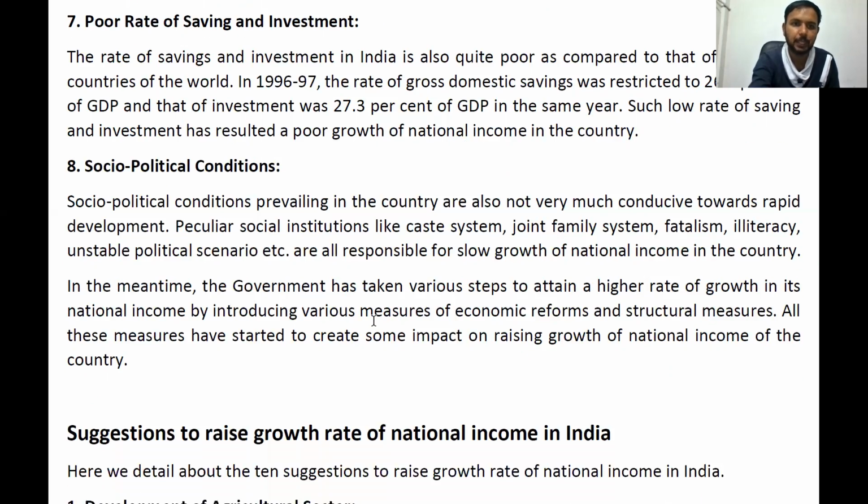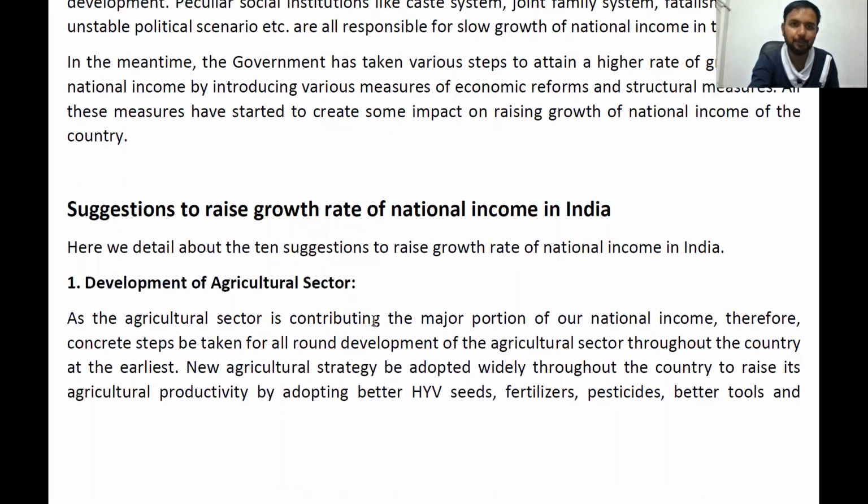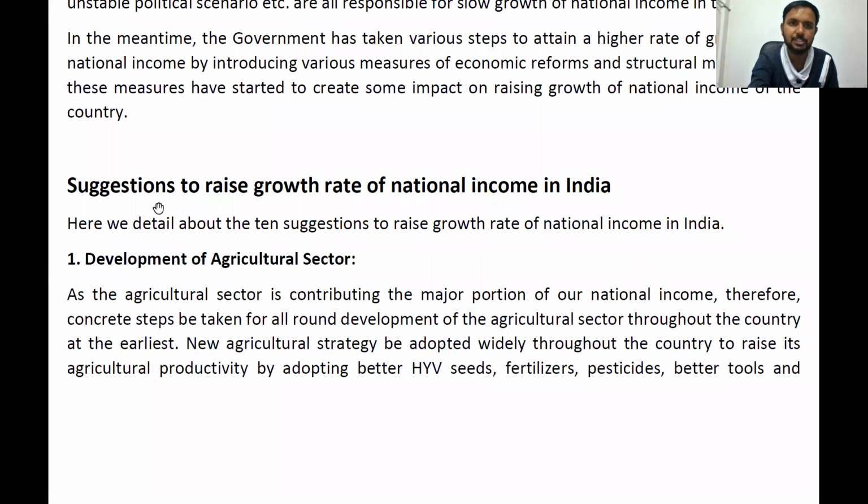And this also affects the high growth rate of national income in our country. And guys, this is the last point of your chapter, that is, suggestions to raise the growth rate of national income in India. There are certain suggestions which we need to follow to raise our growth rate of national income. What are they? First of all, development of the agricultural sector.